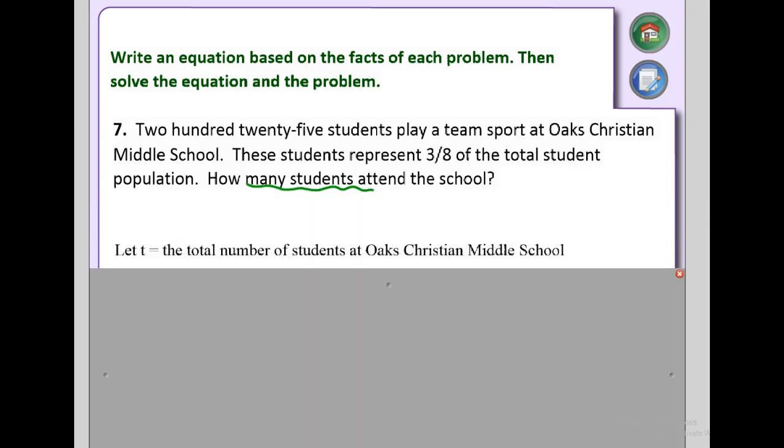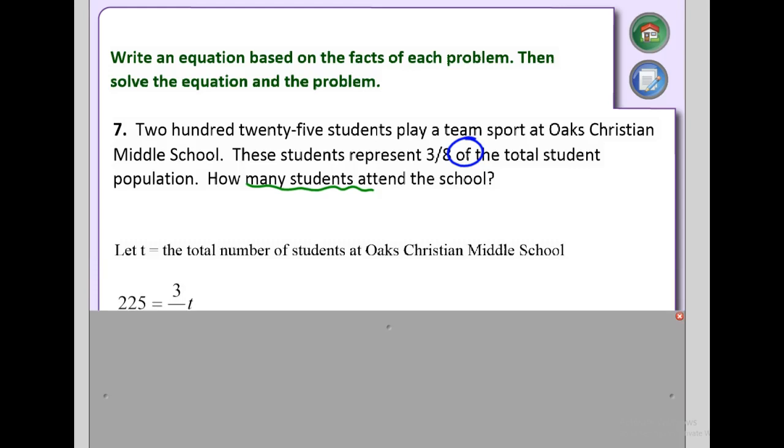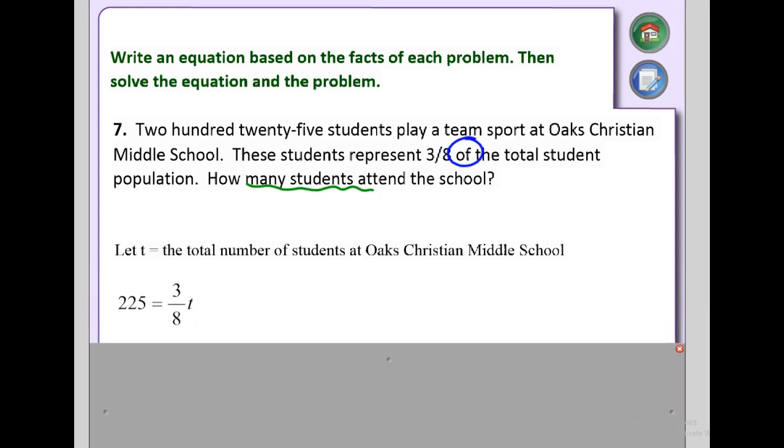All right, so I said let T equal the total number of students that attend Oaks Christian Middle School. Now, a little bit tricky this time because it doesn't say the word "is." There is a number up there we need, but does anybody see my operator word? We've got "of." What does "of" mean? Of means multiplication. So we know 3/8 of the total student population equals 225. Everybody see what we did?